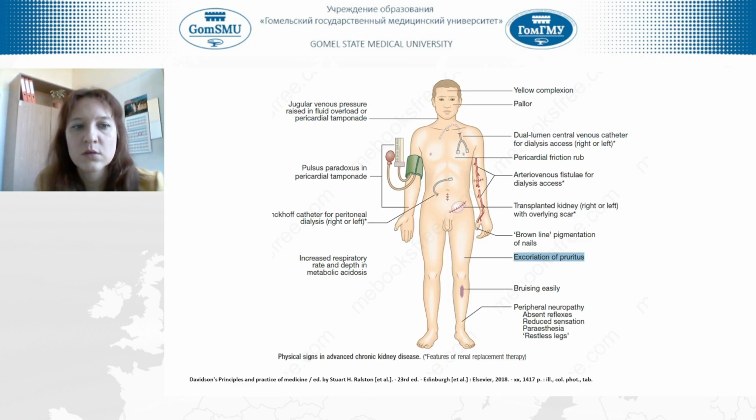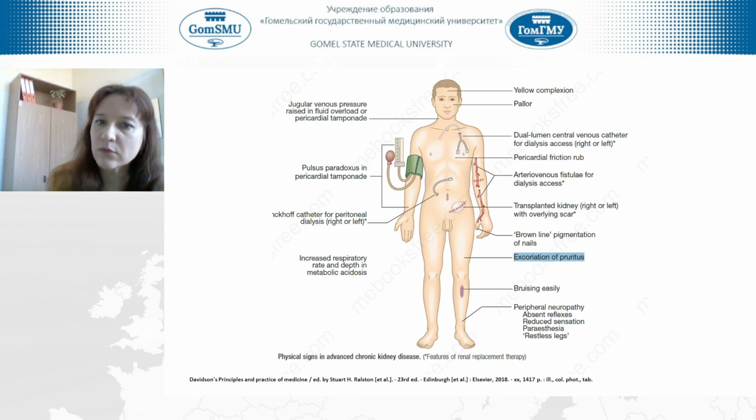Here we can see physical signs of chronic kidney disease. We can see pallor of the skin, yellow complexion, irregular venous pressure, rise in the fluid overload, or cardiac tamponade. We can see the pericardial friction rub. There can be breathing difficulty, increased respiratory rate, and metabolic acidosis. Peripheral neuropathy, absent reflexes, reduced sensation, restless legs.